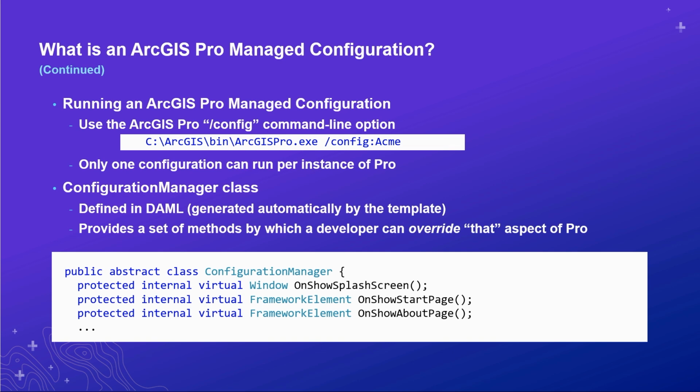The important class here is a configuration manager class. It's defined in DAML, and it provides a set of overrides that you can use to customize the startup behavior in Pro. You can implement any of these overrides, and they're all optional. So if you do not want to modify a specific startup behavior on Pro, you can just not implement the callback or return null.